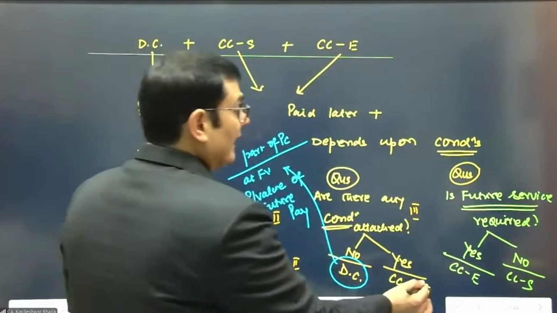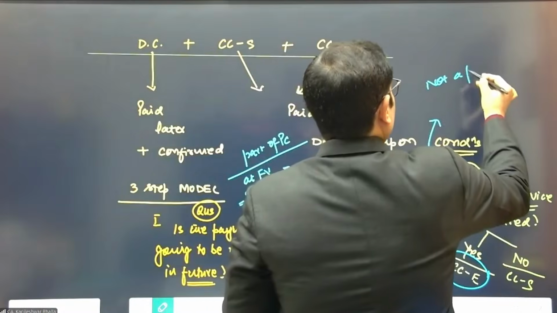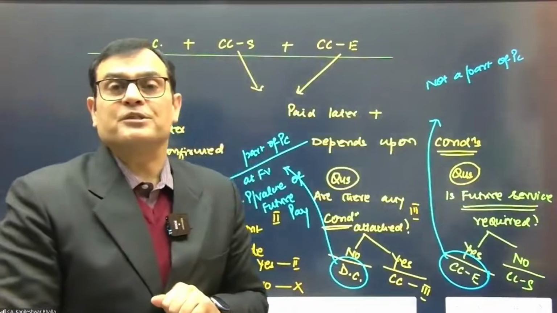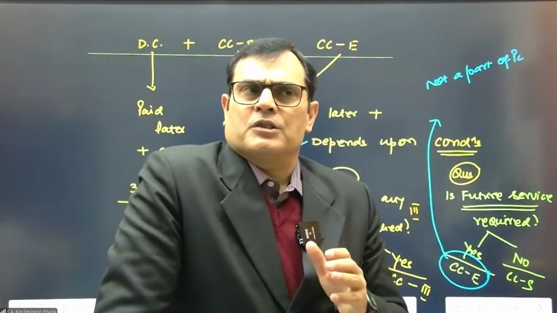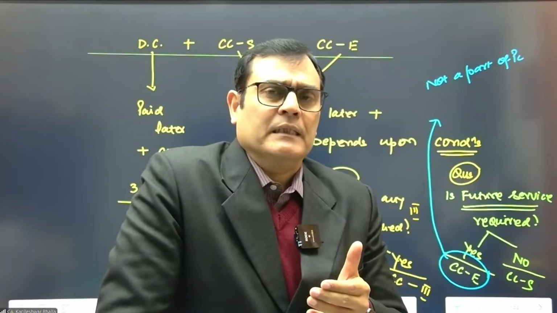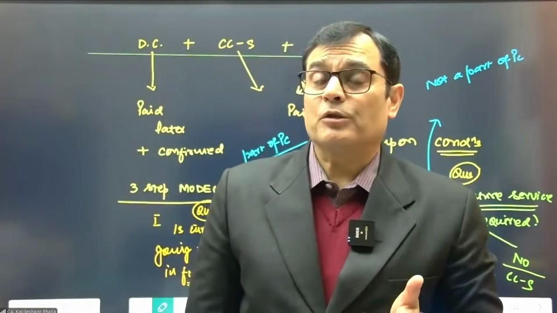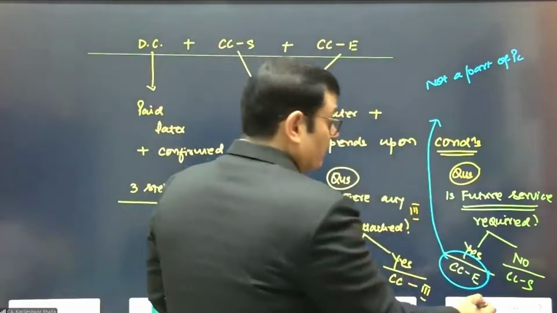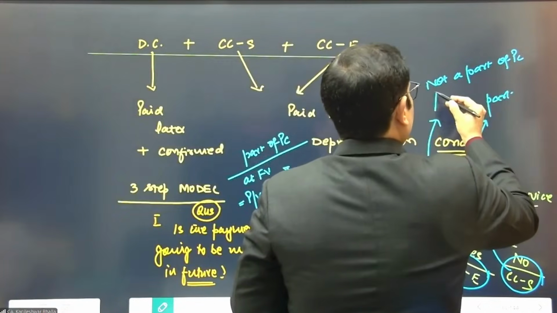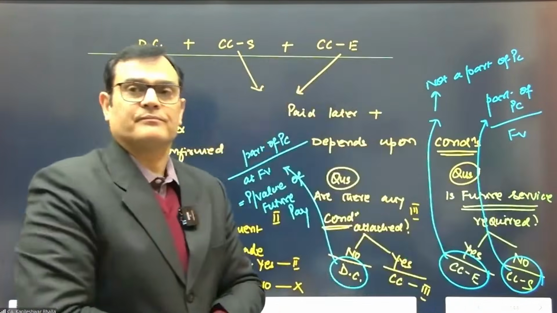Next, when I'm looking at CCE, this is not a part of PC. This is not a part of purchase consideration, because this is a payment which is given for future services. It's not given to the shareholders in the capacity of the shareholder. It's given in the capacity of the employee. I say, you work for me, I'll give you this payment. Then I'm not giving them in the capacity of the shareholder. It's not a part of PC. But if you say that it is CCS, it is again a part of PC. It's again a part of the purchase consideration, and that would be at the fair value.